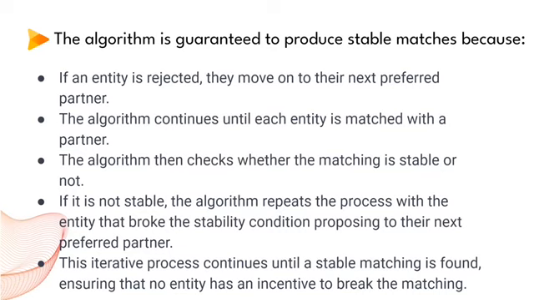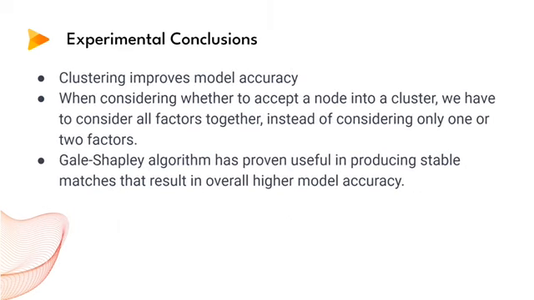The algorithm will then check whether the matching is stable or not. If it's not stable, the algorithm will repeat the process with the entity that broke the stability condition by proposing to their next preferred partner. And this iterative process will continue until a stable matching is found, ensuring that no entity has an incentive to break the matching. We ran a few experiments and arrived at the following conclusions.